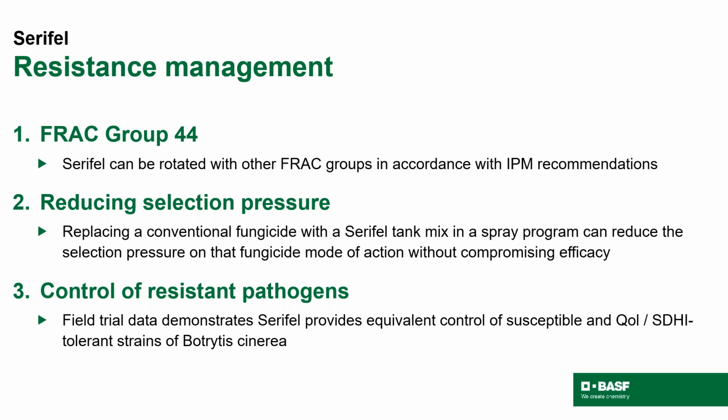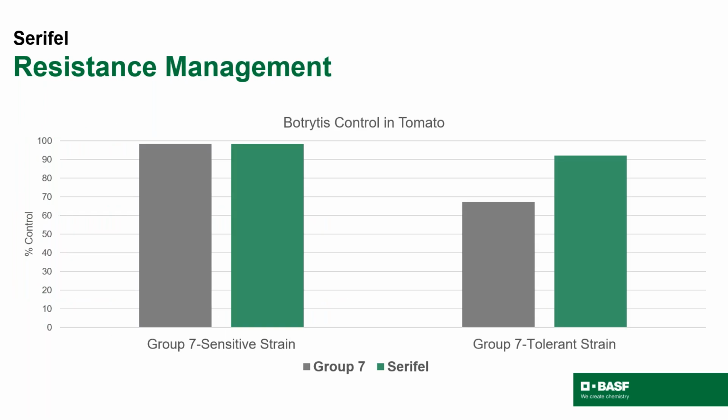So field trial data demonstrates Serifel provides equivalent control of susceptible strains of Botrytis. And we have taken a look at that in some of our trials as well. In this case, we took a look at a group 7 sensitive strain and a group 7 tolerant strain. And obviously, when it was applied with just a group 7, we did not get the control on the group 7 tolerant strain, but we still had the same control when using Serifel.